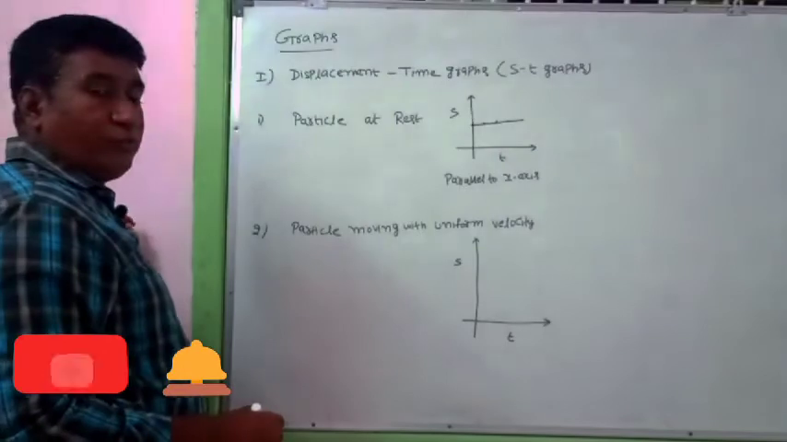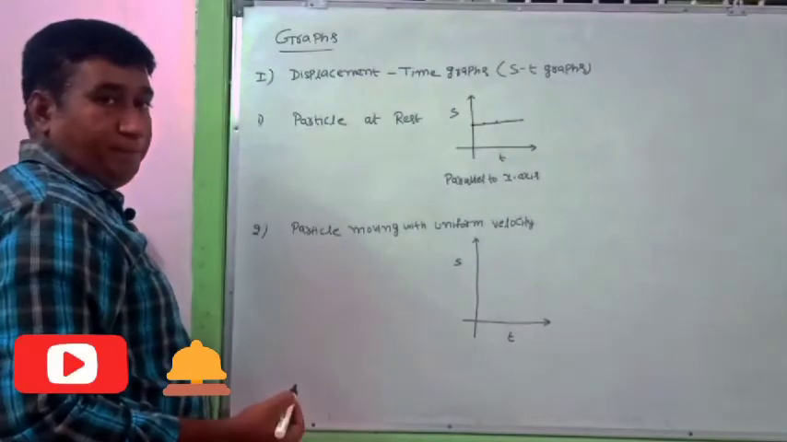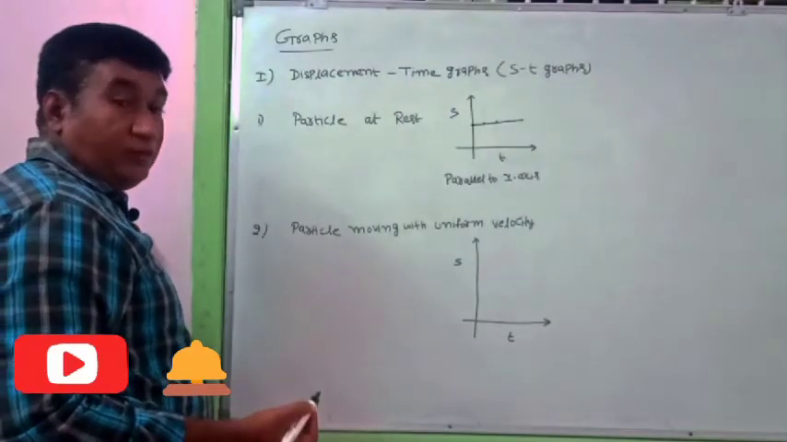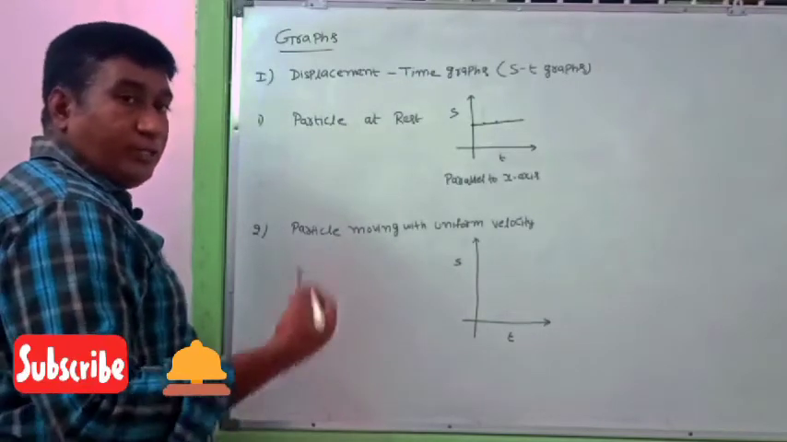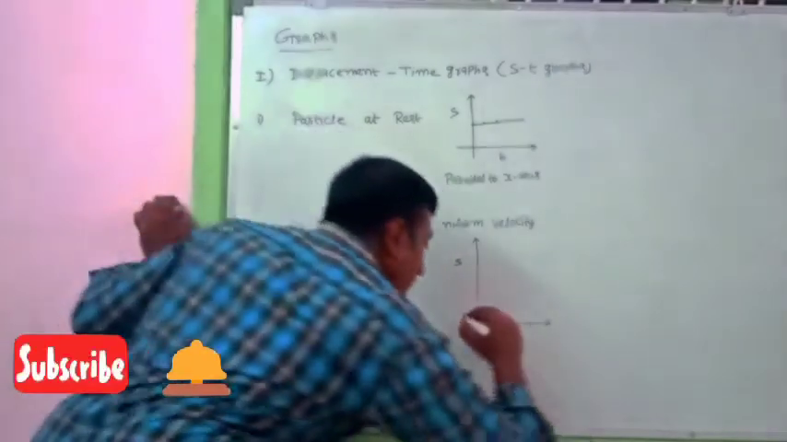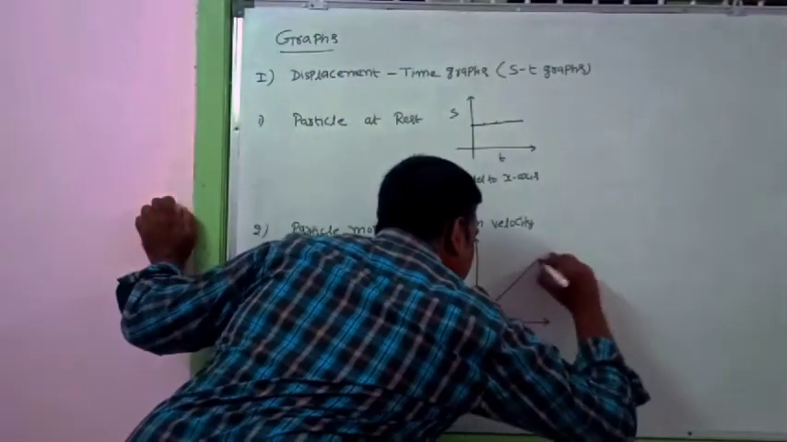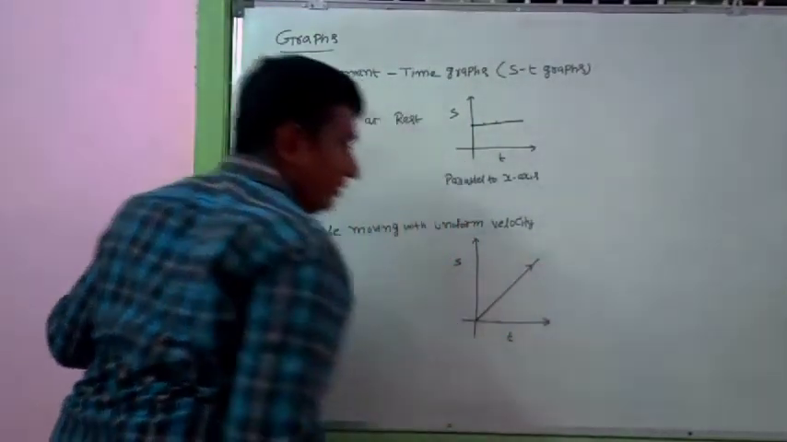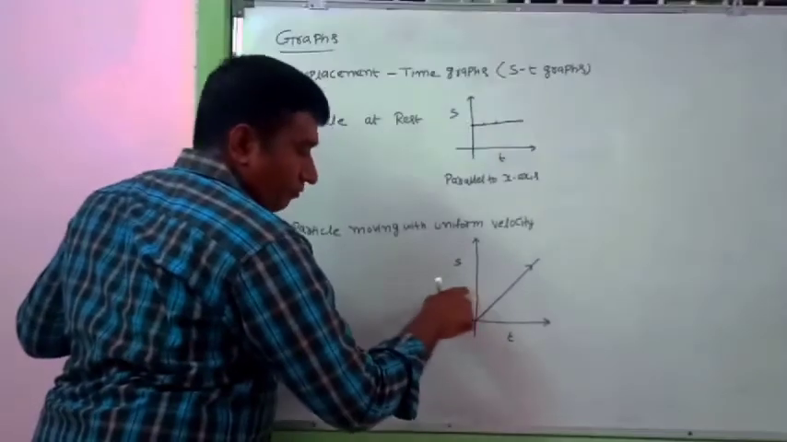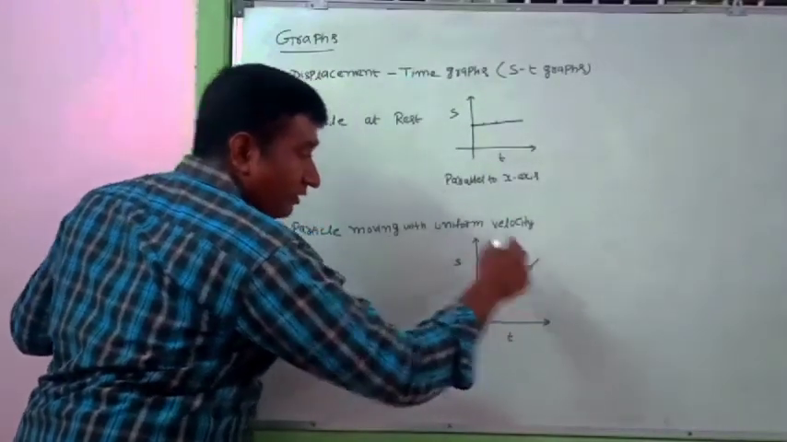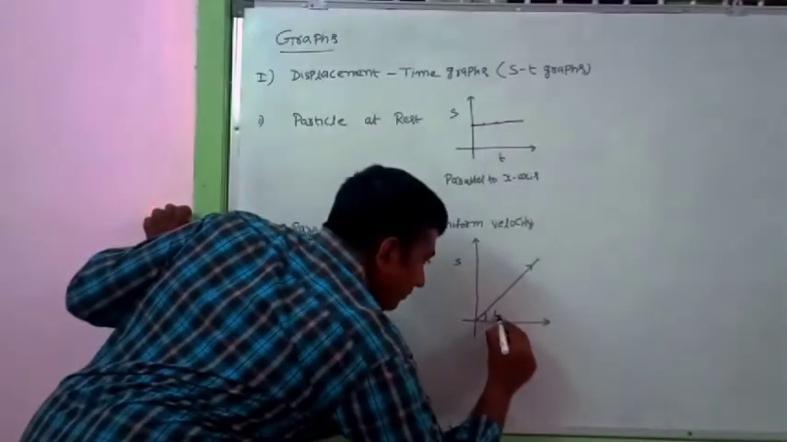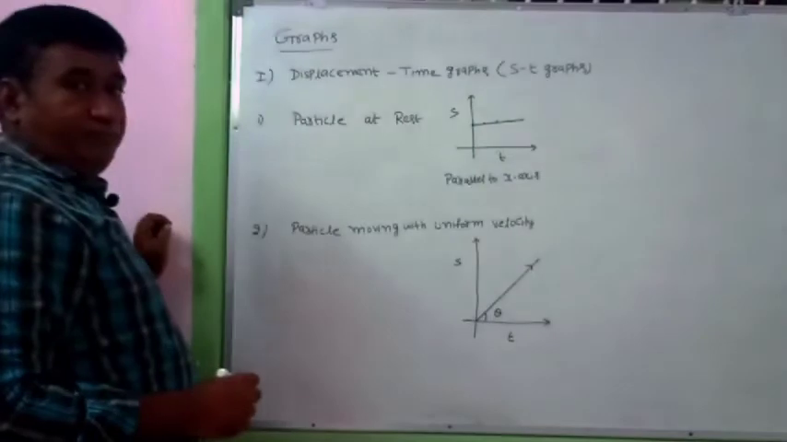So what's the definition of uniform? Same. Velocity will remain the same. When it is the same, we get equal displacements in equal intervals of time. So it is taken like this: for 1 second 1 meter, 2 seconds 2 meters, 3 seconds 3 meters, 4 seconds 4 meters, like that. With the help of this, we are going to get an angle theta.